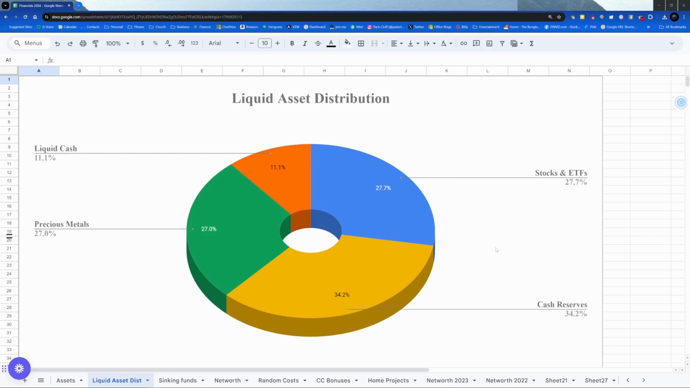And then cash reserves, that's like my actual emergency fund. That's my 6 months worth of bills. That's my 6 month emergency fund that everybody says that you're supposed to get. And I don't know if I have exactly 6 months, but it's pretty darn close. So that's 34% of my total net worth. So now I'm going to share with you how I track my net worth.